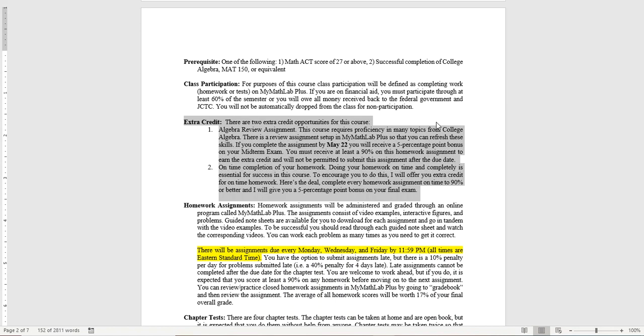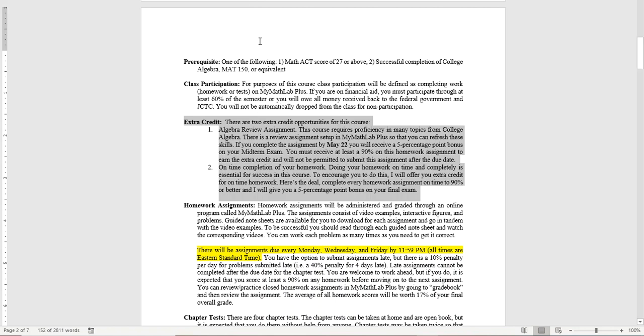You must score at least a 90% on this homework assignment to earn the extra credit, and you will not be permitted to submit this assignment after the due date. If you do not complete this assignment to 90% or better, you will not receive the extra credit.